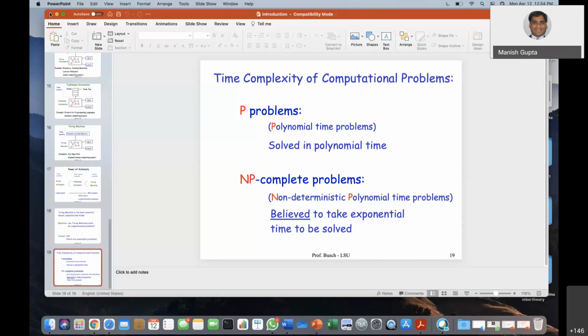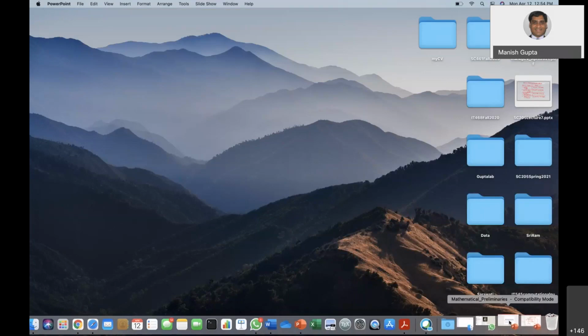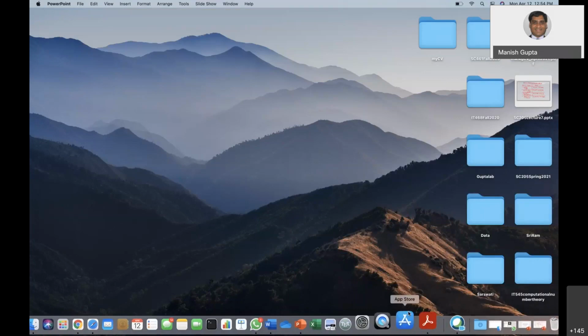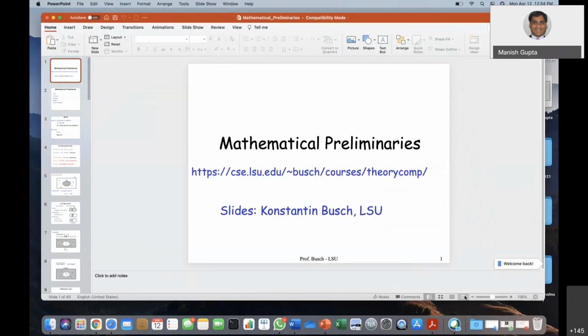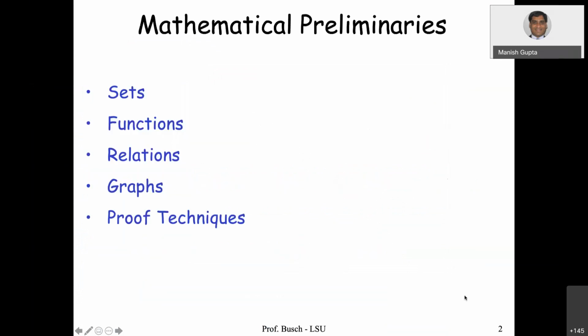So let me now describe to you mathematical preliminaries. Again, I'm using the slides of Professor Busch to build these things. So what are these things? Sets, functions, relations, graphs, and I'll also talk about certain proof techniques. Okay. So what is a set?